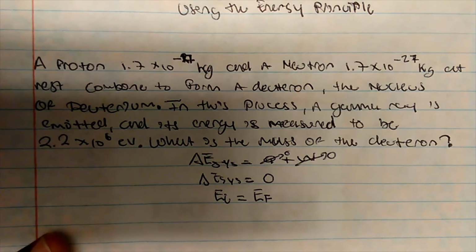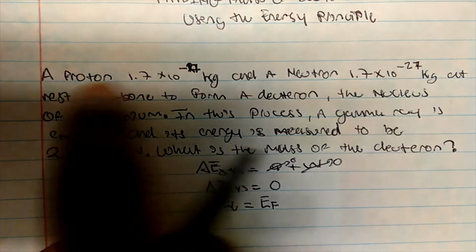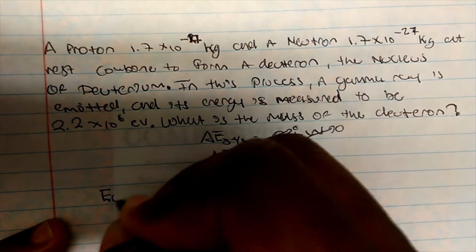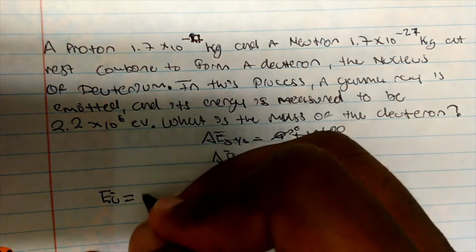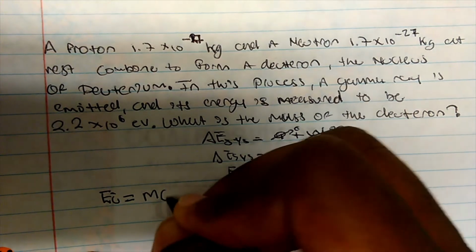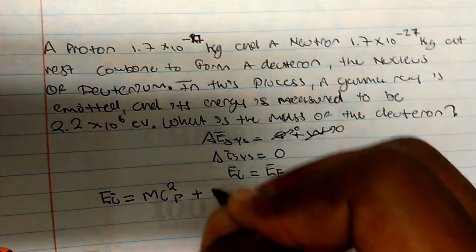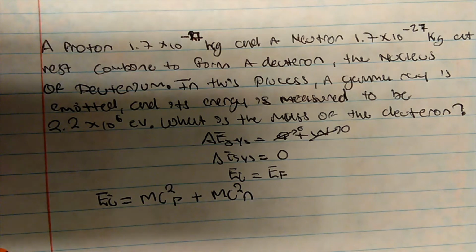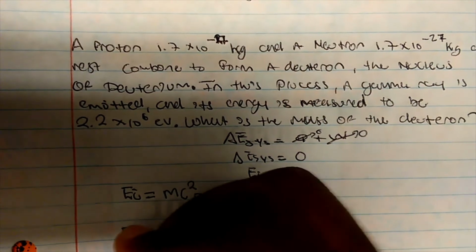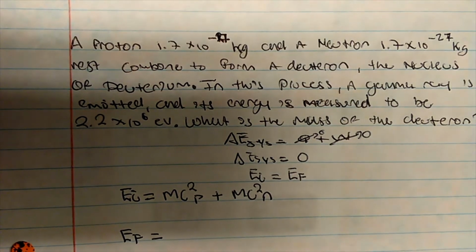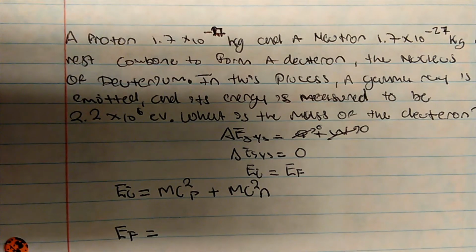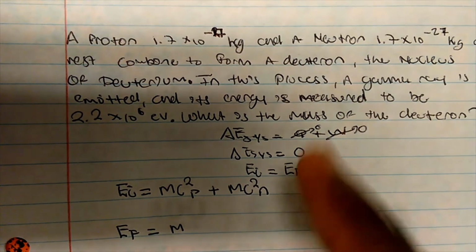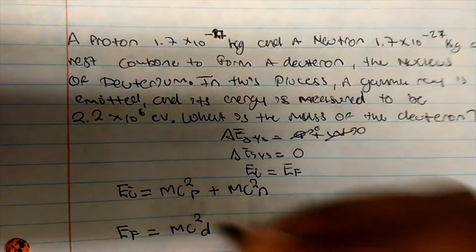Okay, now what do we have initially? Initially, we just have the proton and neutron at rest. And so E initial has to be equal to the rest energies. So this is mc squared of the proton plus mc squared of the neutron. The only thing they have is their rest energy initially. Okay, what do we have in E final? Well, because they both combine to form a deuteron, we have the rest energy of the deuteron. So this is mc squared of the deuteron.